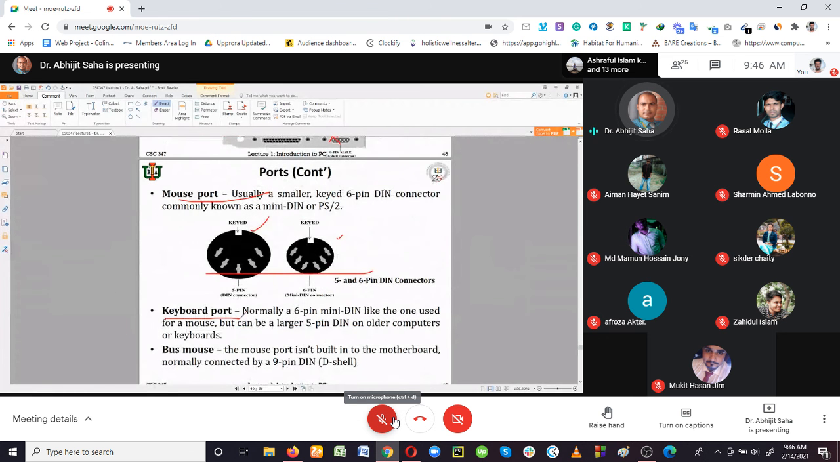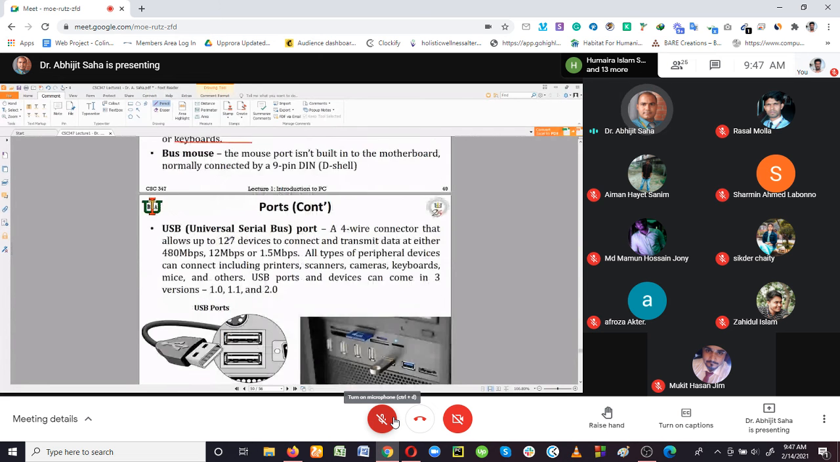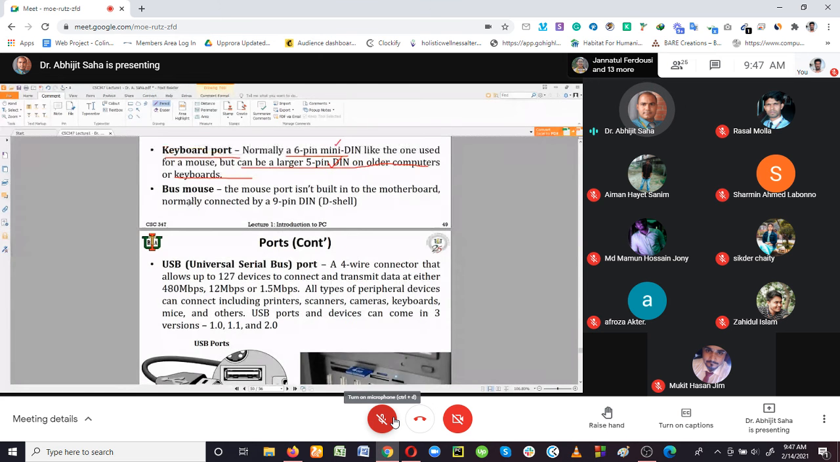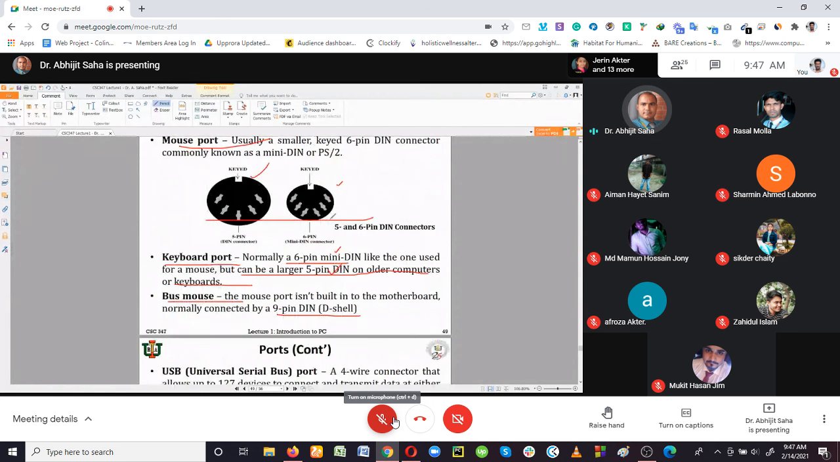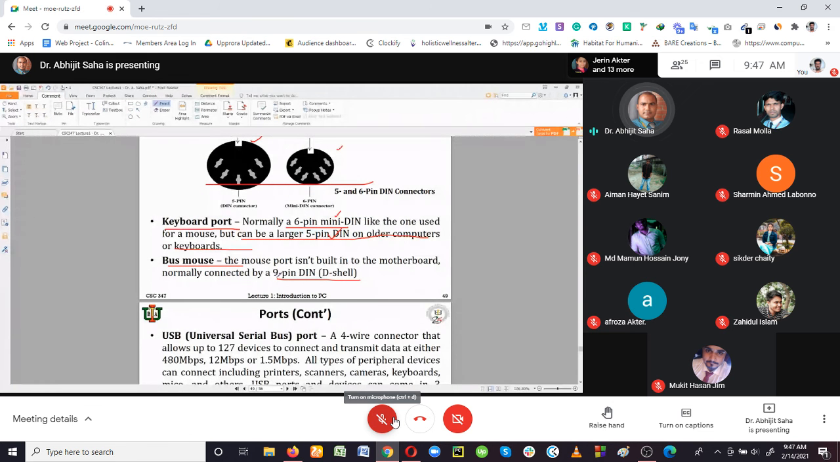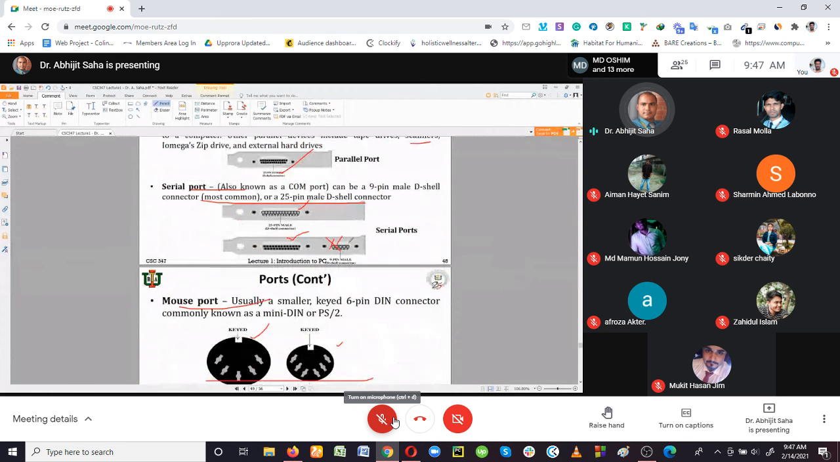So this is the keyboard that is coming with the 6 pin, right? But it can be a larger 5 pin in an older computer or keyboards. So this was the older one, this is the newer one, but currently we are not using them. So the USB, you can see the bus mouse, the 9 pin shell, right? What I was trying to tell is that the mouse also has the 9 pin, right? The digital connectors. These serial ports, once upon a time, were used for giving the connections to the mouse.